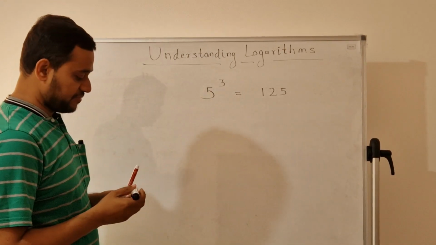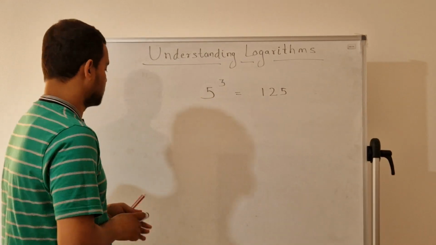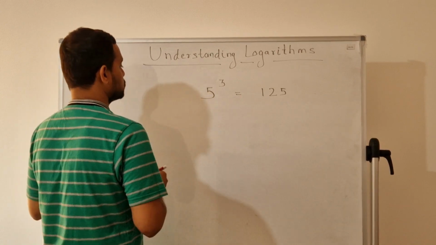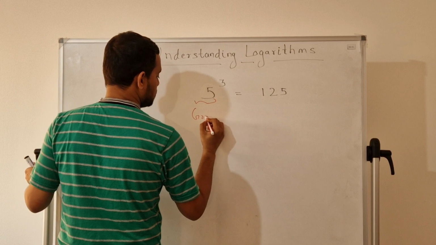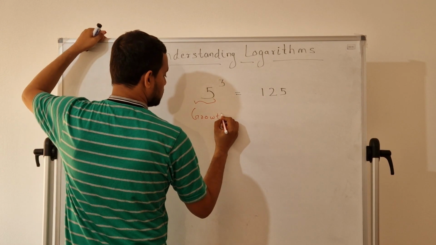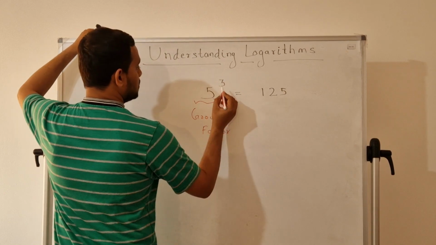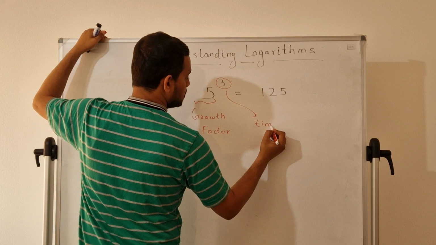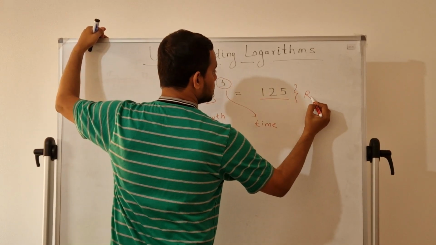5 cubed is 125. What does this mean? This time you are not doubling. What we are doing is, whatever we had, we are making it 5 times its size. So in a way, our growth factor is this 5, 3 is how many times we do it, the time, and 125 is the result.